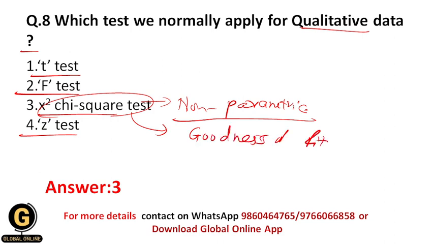And as well there is another test which can be done by using the chi-square test, the independence test. Okay, independence test, and that's why whenever we need to test qualitative data, then we normally apply the chi-square test. Okay, and that's why your correct answer should be 3.